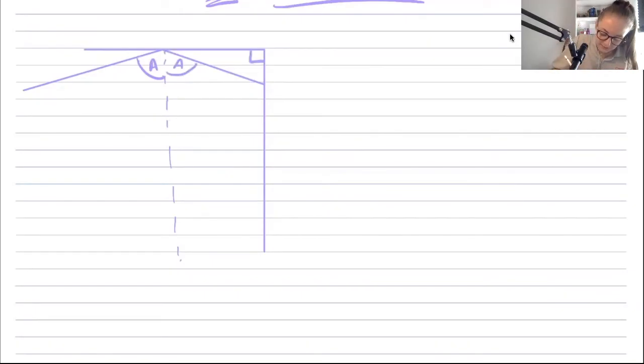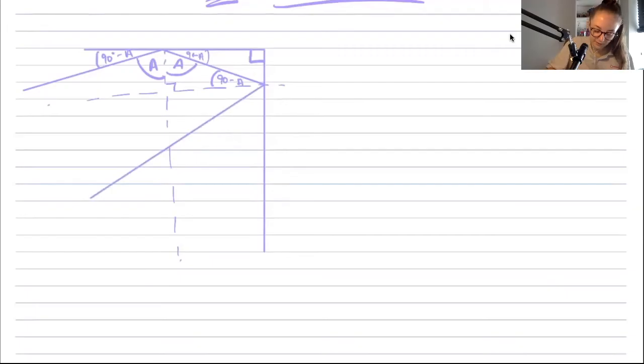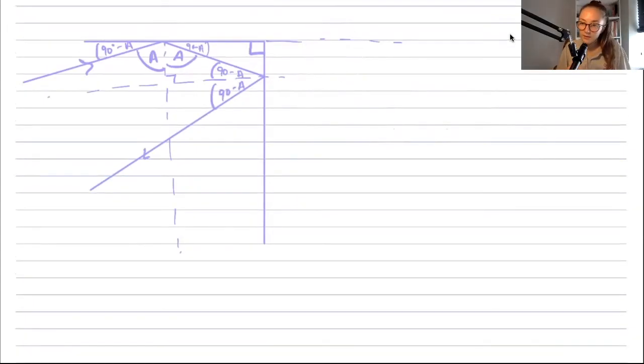And then we know if this is 90 degrees, then this angle here, and this is 90 degrees here, this angle here would be 90 minus A. We also know that this angle here is 90 minus A, and technically this one as well. And then if we are reflecting off this mirror as well, then we're going to reflect off this one at 90 minus A as well. So we want to work out at what angle these are traveling.